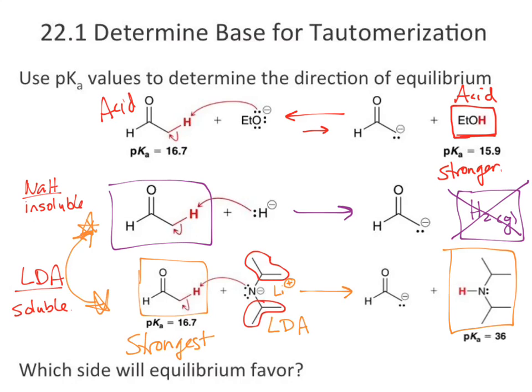Okay? If it's insoluble, it's going to stay as a solid. The only place our reaction will occur is at the interface between the solid and the liquid. Okay? So our more common base to use is going to be LDA. Hydride is usually just thrown in there as an example, just to see how we're trying to push those equilibriums. Okay? Questions about that?